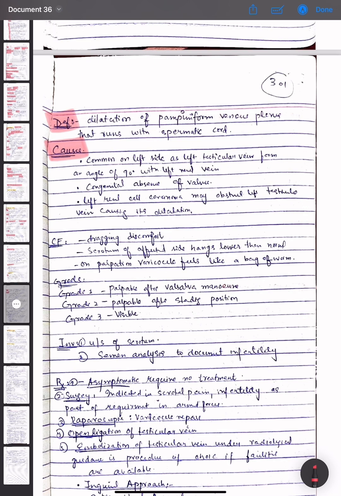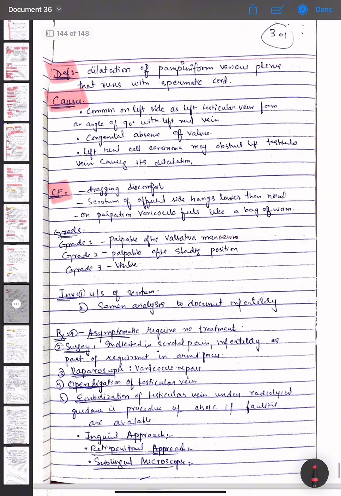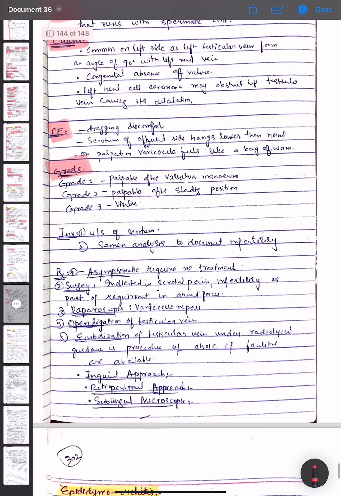The clinical features are dragging discomfort, the scrotum of the affected side hangs lower than normal, and on palpation varicocele feels like a bag of worms. The different grades are grade 1, grade 2, and grade 3. Grade 1 is palpable after Valsalva maneuver, grade 2 is palpable after standing position, and grade 3 is visible. The investigation options are ultrasound of the scrotum, then semen analysis.